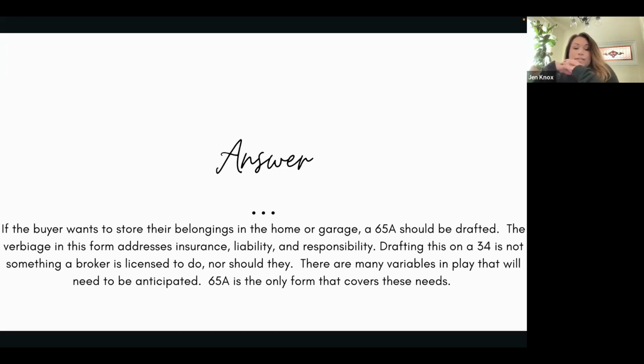Drafting it on a 34 is not something we should do. There are too many things that are going to be left out, too many variables on what could happen. And we will likely not be able to anticipate all the scenarios that would be covered if we had just used the 65A. You can write on the 65A that it covers specific areas of the property without necessarily needing to give access to the entire thing. But that 65A is the form that covers the needs for doing this.